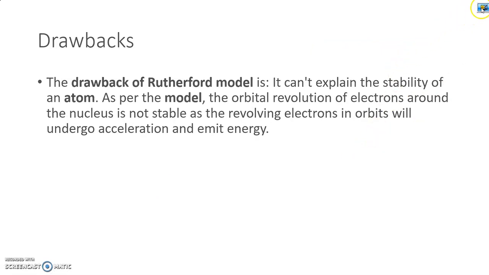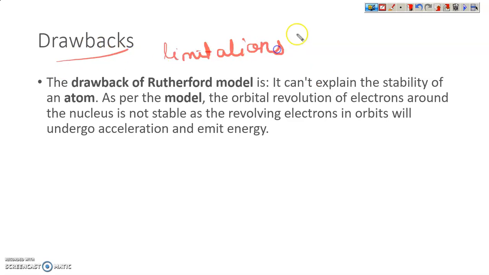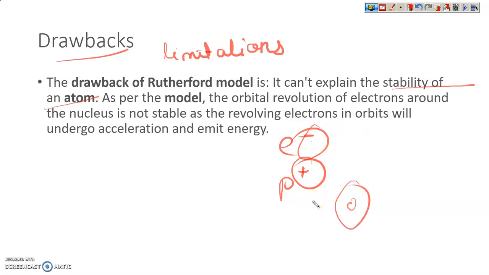Now we will see some drawbacks of his atomic model. Drawbacks simply mean limitations, or mistakes. Rutherford's model could not explain the stability of an atom. An electron is a charged particle moving around the oppositely charged nucleus. That means electrons move around protons, because the electron is negative and the proton is positive, so they are oppositely charged and revolve around each other.